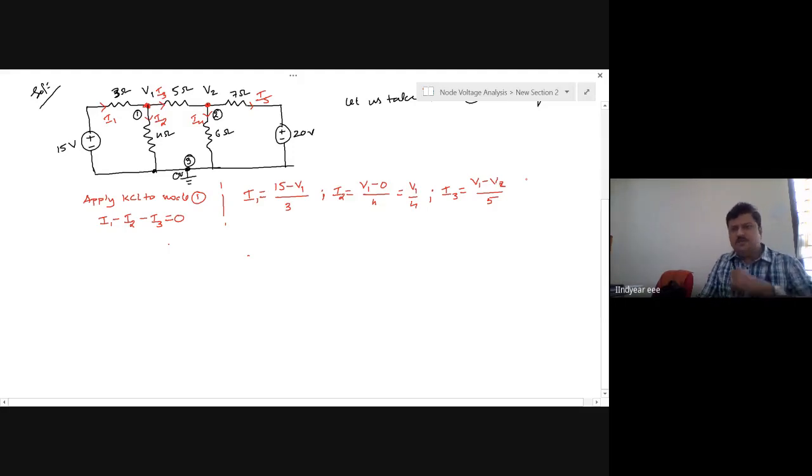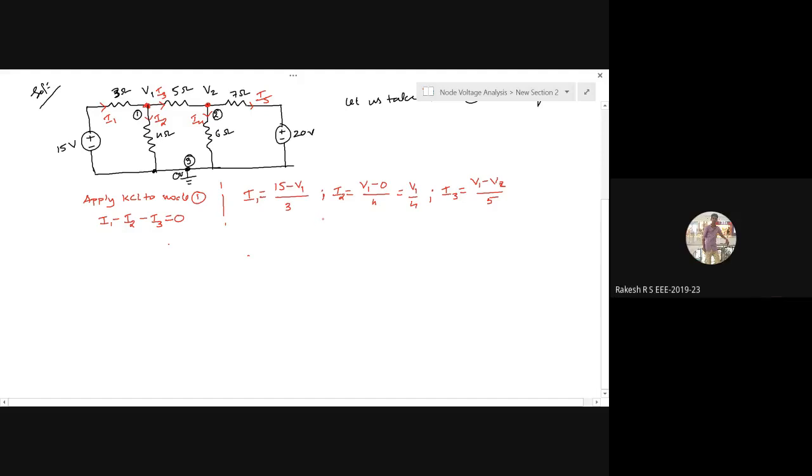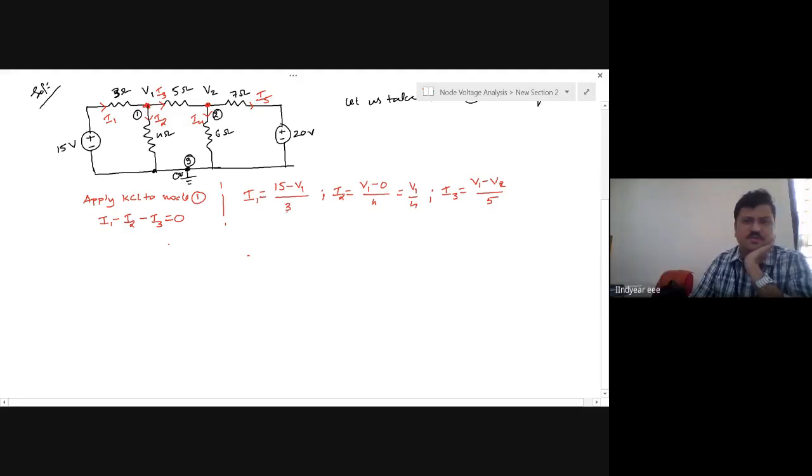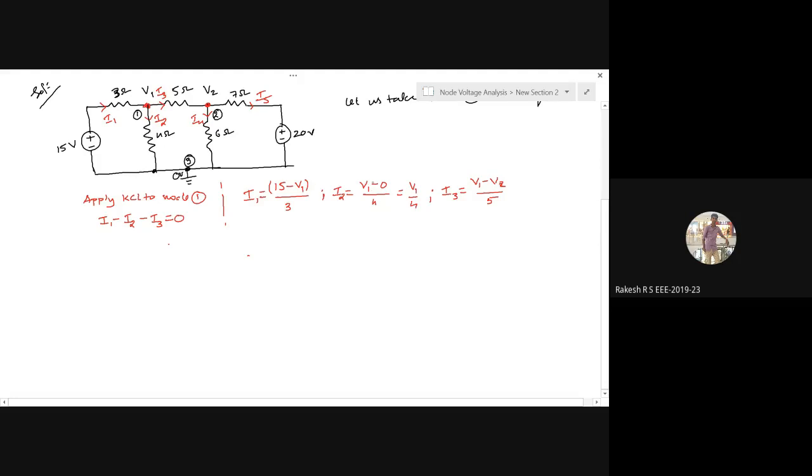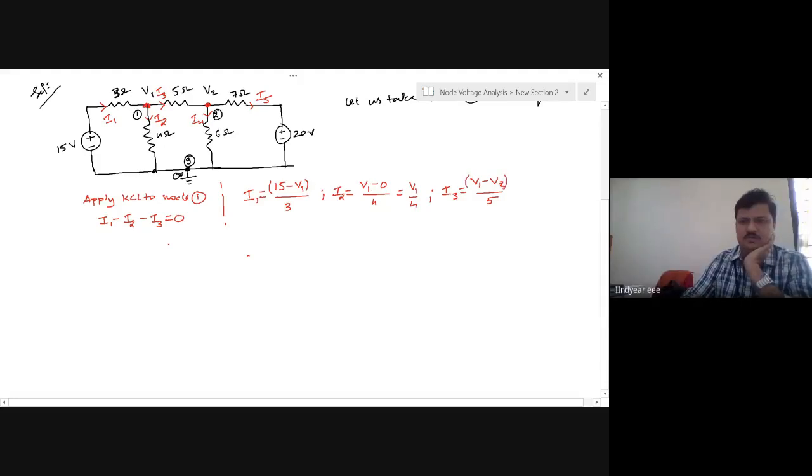Did everybody get this? How we wrote these Ohm's law equations? Any doubts so far? Because this is very important in node voltage analysis. Any clarifications you need?